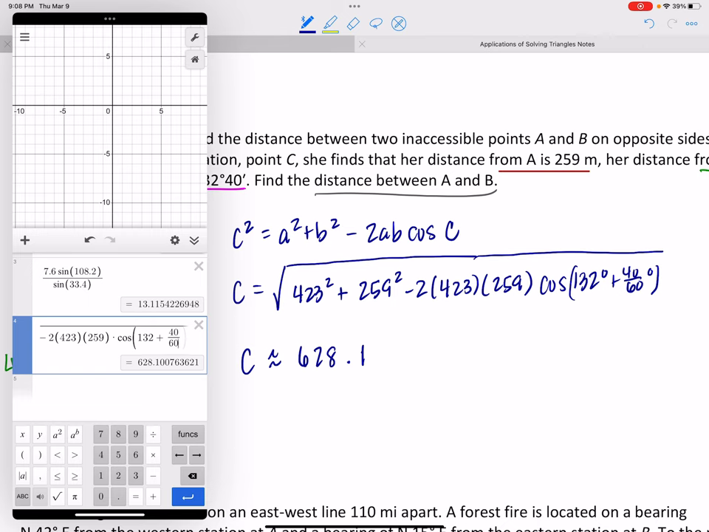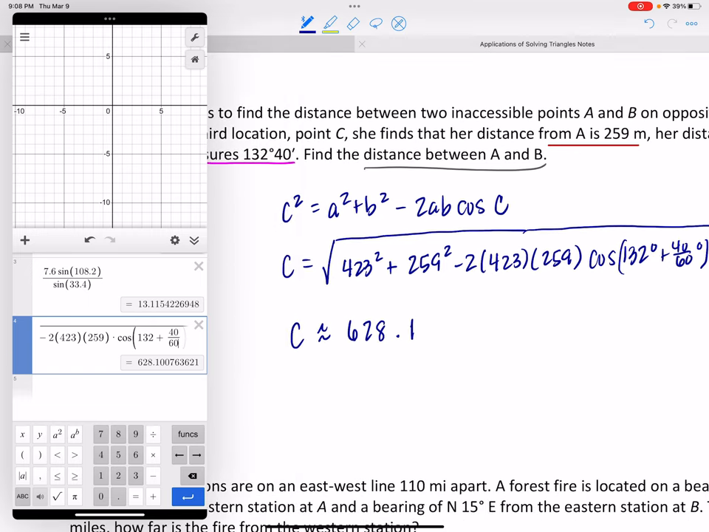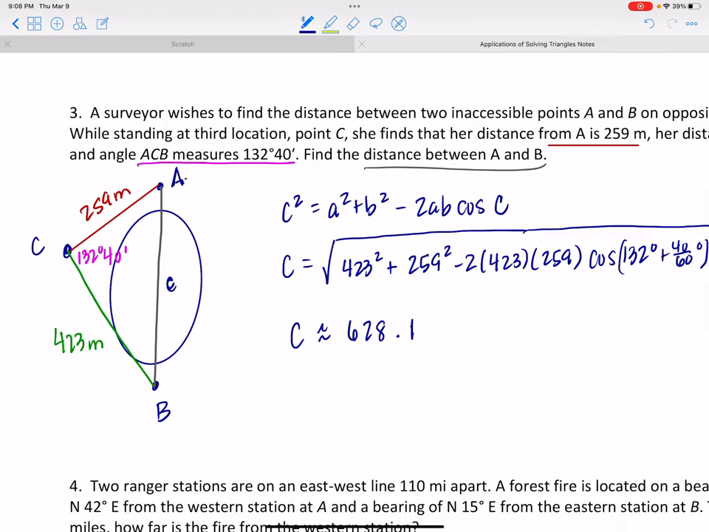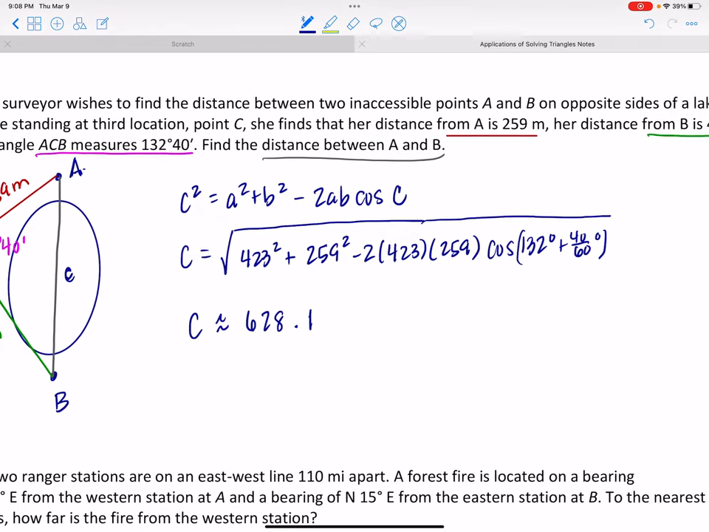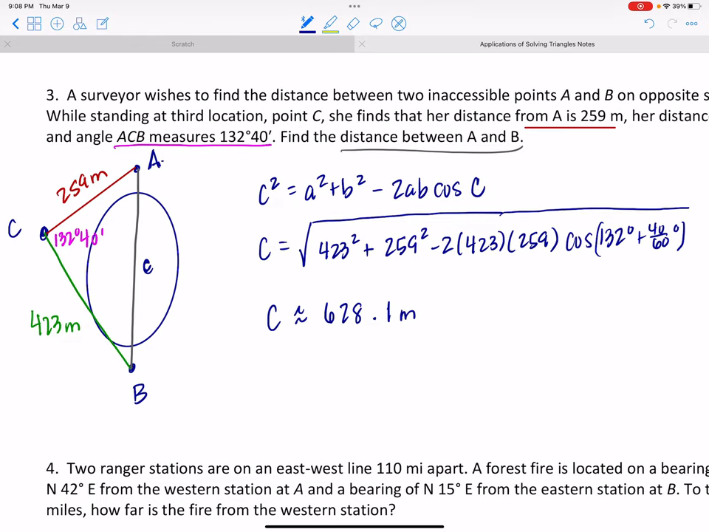Somehow I got a much different answer. I think I did some work on the side over here and I rounded way too much. Alright, so 628, which seems reasonable. 628.1, what are the units here? Meters. Or is it miles? Meters. Okay, meters. Done. And this picture wasn't entirely difficult to draw.